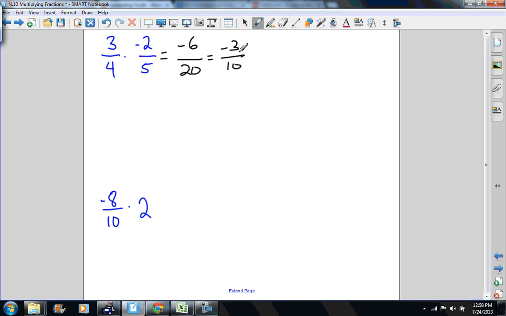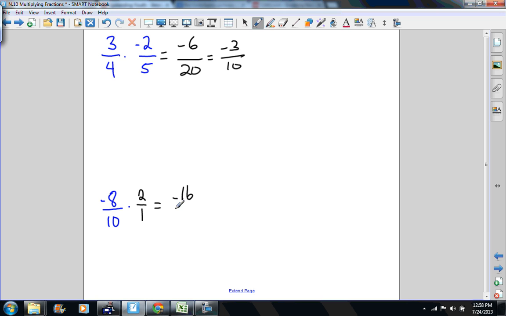Now here on the bottom, we have a problem. This is a fraction, but this is not. Well, we know the number 2 is the same thing as 2 over 1. So now we have two fractions. We can multiply just like we did before.